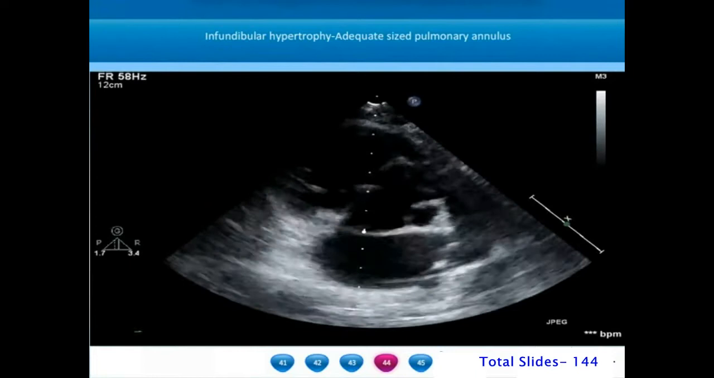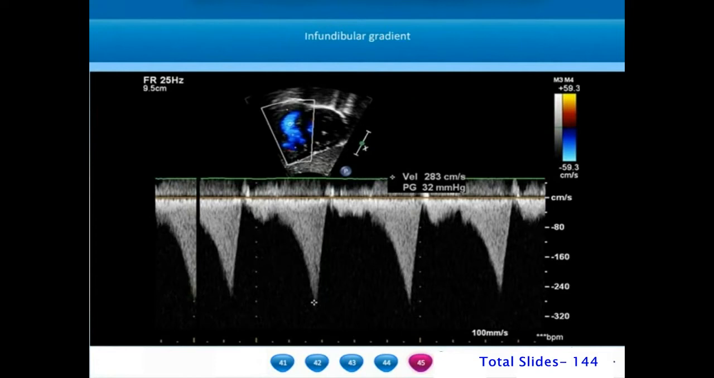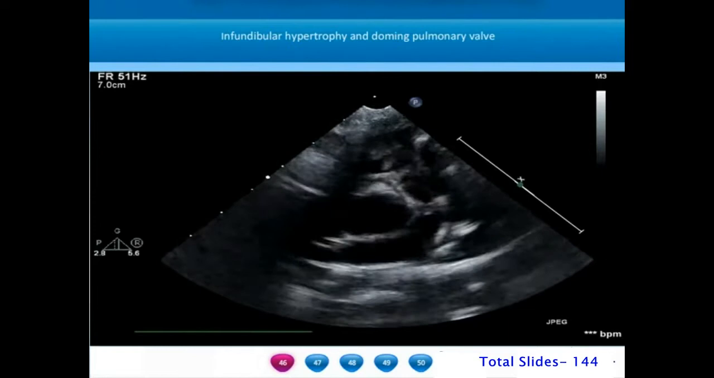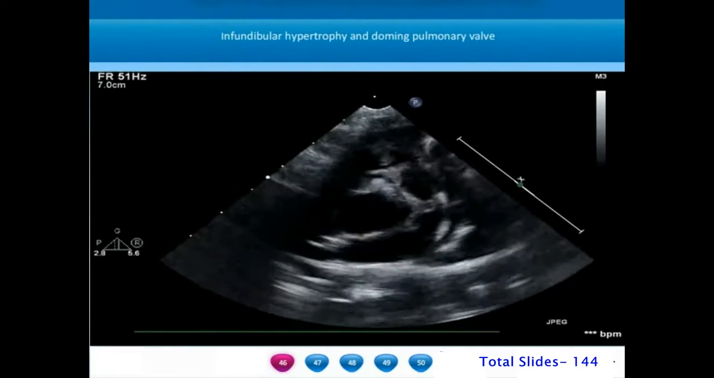The typical infundibular gradient by continuous wave Doppler will have a dagger-like shape with late peaking in systole. In most of the patients with tetralogy of Fallot, there will be a combination of infundibular stenosis and valvar stenosis. We can notice the thick dysplastic pulmonary valve with doming along with infundibular stenosis.